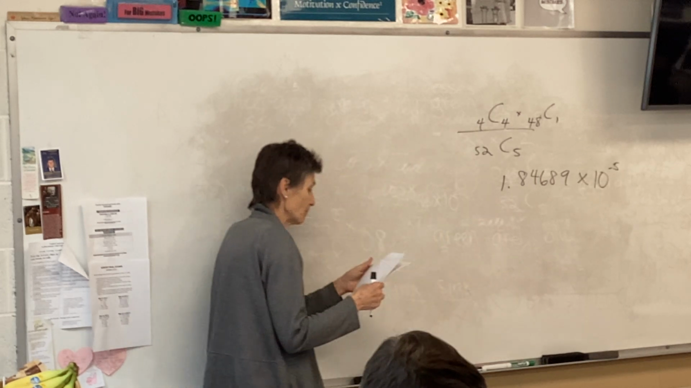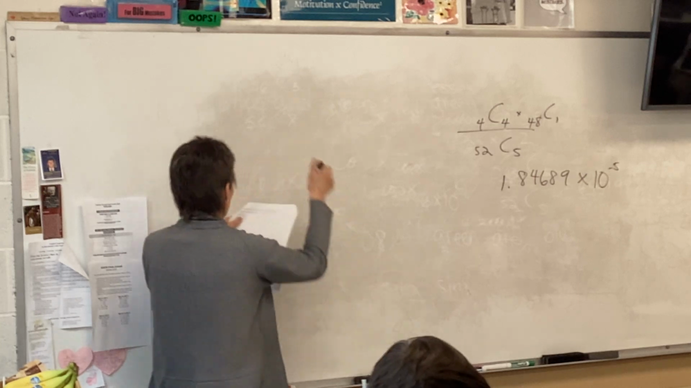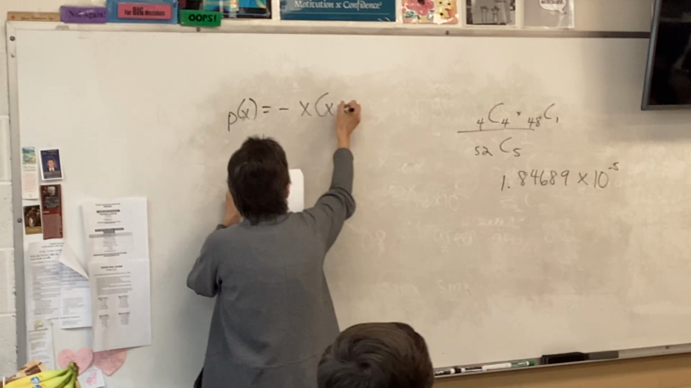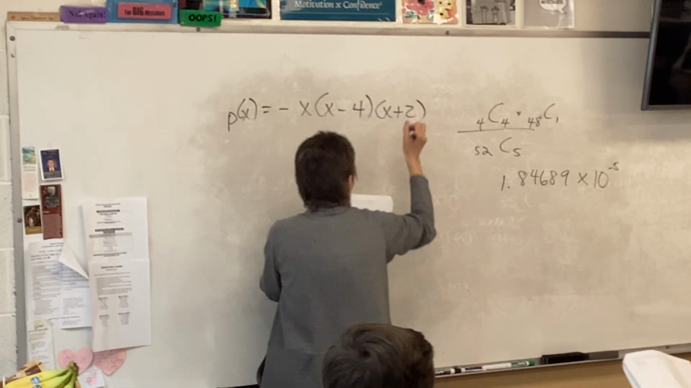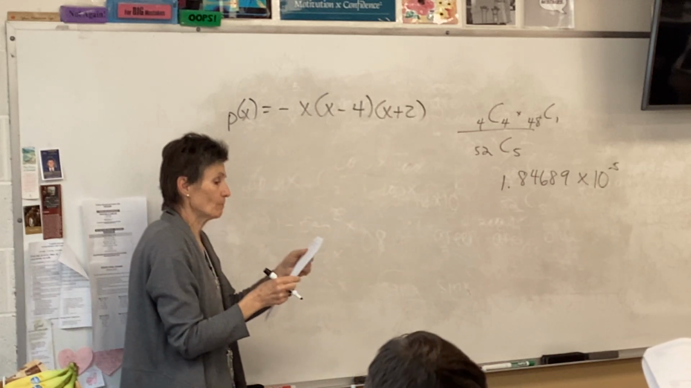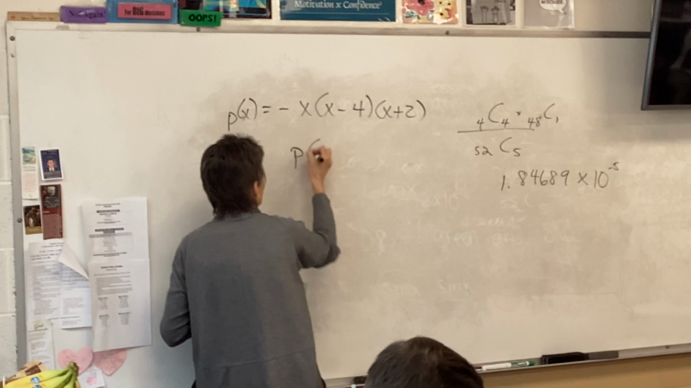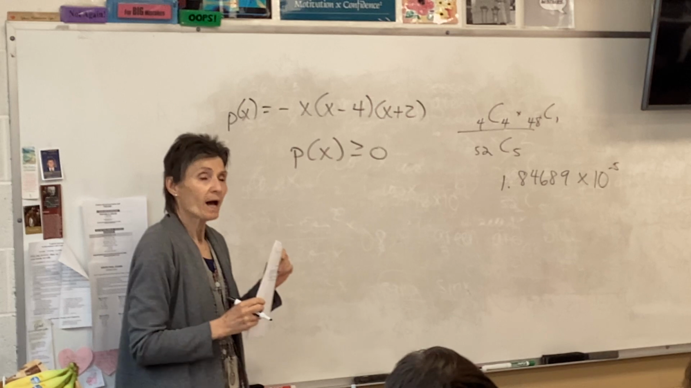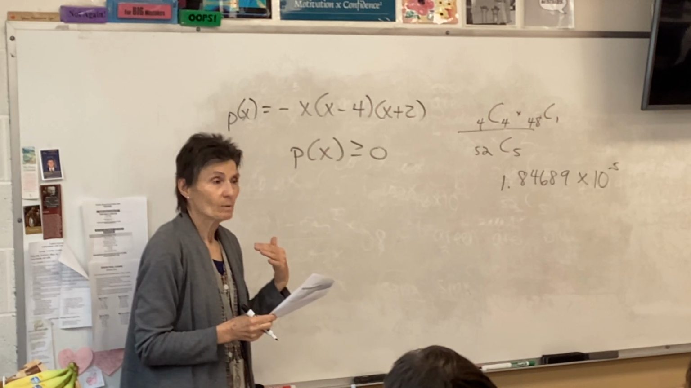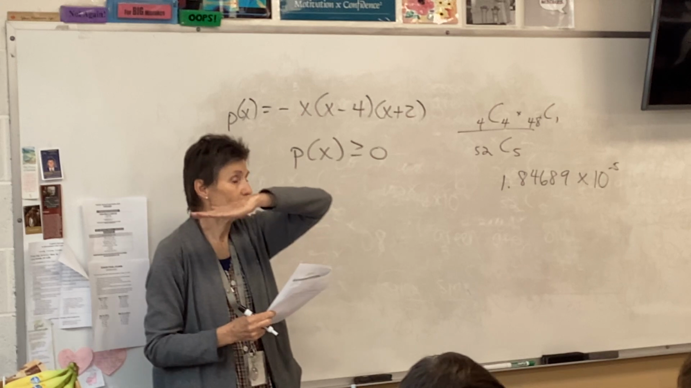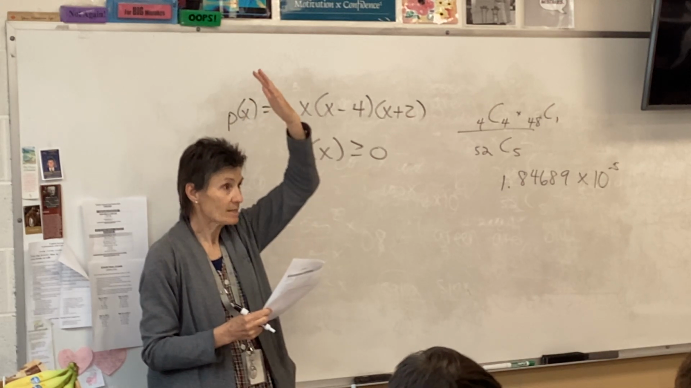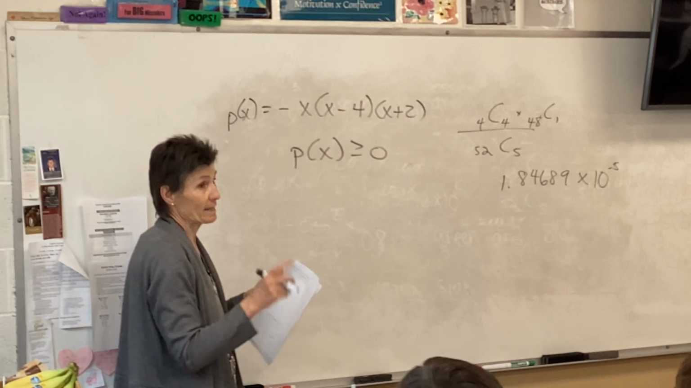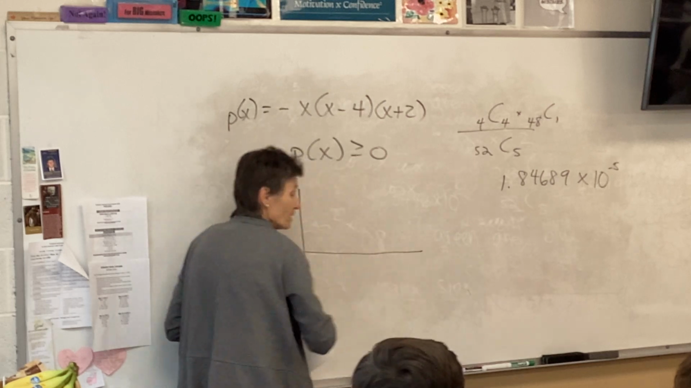Multiple choice, here we go. The polynomial is given by this equation. What are all the intervals on which the polynomial is greater than or equal to 0? Well guys, this isn't bad. What does that mean? If I'm going to be greater than or equal to 0, that means I'm above the x-axis. So what intervals are above the x-axis? Oh, well, I better think about what it looks like when I graph it.